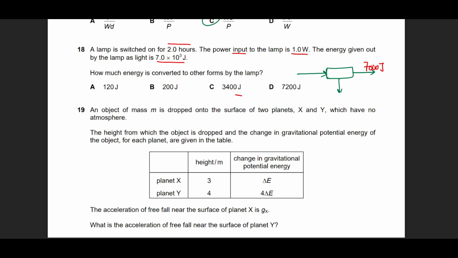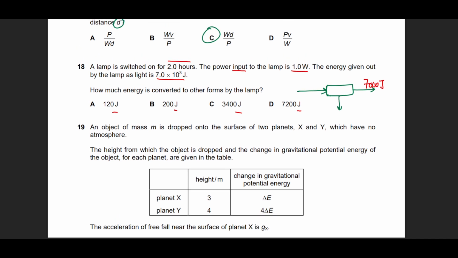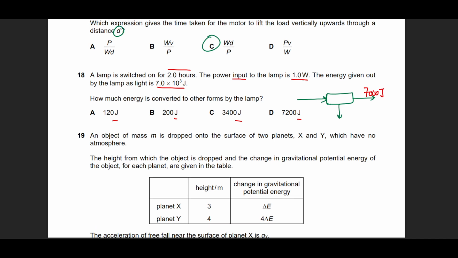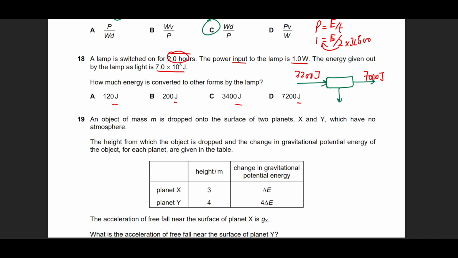Now, since all the answers are in joules, I need to convert everything into joules as well. Let's convert this 1 watt and 2 hours into energy. So power is equal to energy divided by time. 1 equals E divided by T. Now remember, everything has to be converted into seconds. This is 2 hours, so 2 multiplied by 3,600. Yep, 3,600. This is going to become 7,200 joules. So you've invested 7,200 joules and you only got back 7,000 joules of useful output light energy.